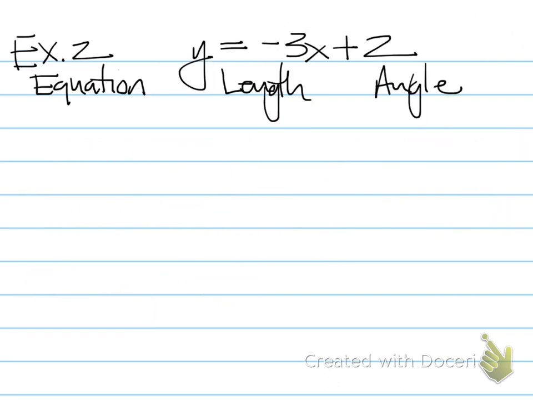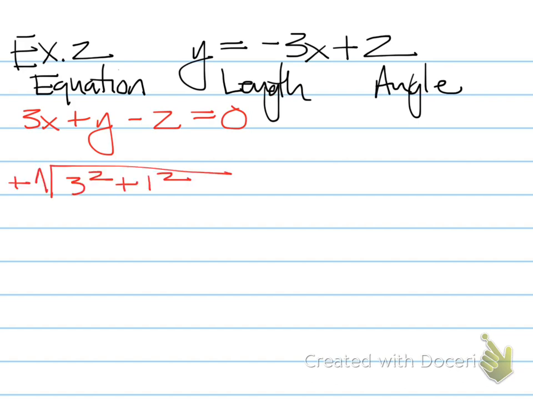Next, we want to transfer the equation from standard form to normal form. So we're going to start by writing the equation in standard form, and then once we have it written in normal form, we should be able to identify the length and the angle. So first thing you want to do is put it in standard form by adding 3x and subtracting 2 from both sides.